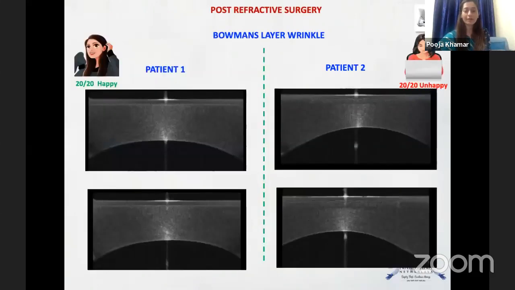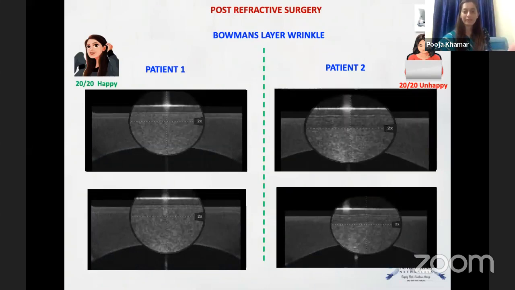So we went ahead and saw how their OCTs look and how their healing patterns are. Very interestingly, the MS-39 has a tool of applanation-like cornea, where it indents the cornea, makes it straight, and you can actually magnify your view and see what is happening. If you see here, the 20/20 happy patient, you see the Bowman's layer is quite regular. And here, the patient who's unhappy, you can see some Bowman's wrinkles present. So this was probably the reason the patient was seeing poorly.